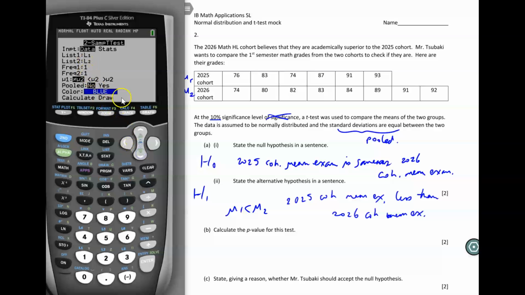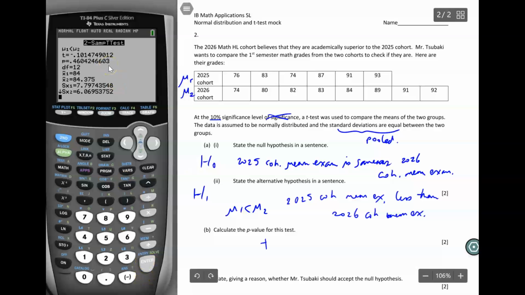And then we put in our alternative hypothesis. Our alternative hypothesis is that mu 1 is less than mu 2. So I'm going to put that. And then pooled is yes. We're always going to put pooled yes for the exam. And then we do calculate.